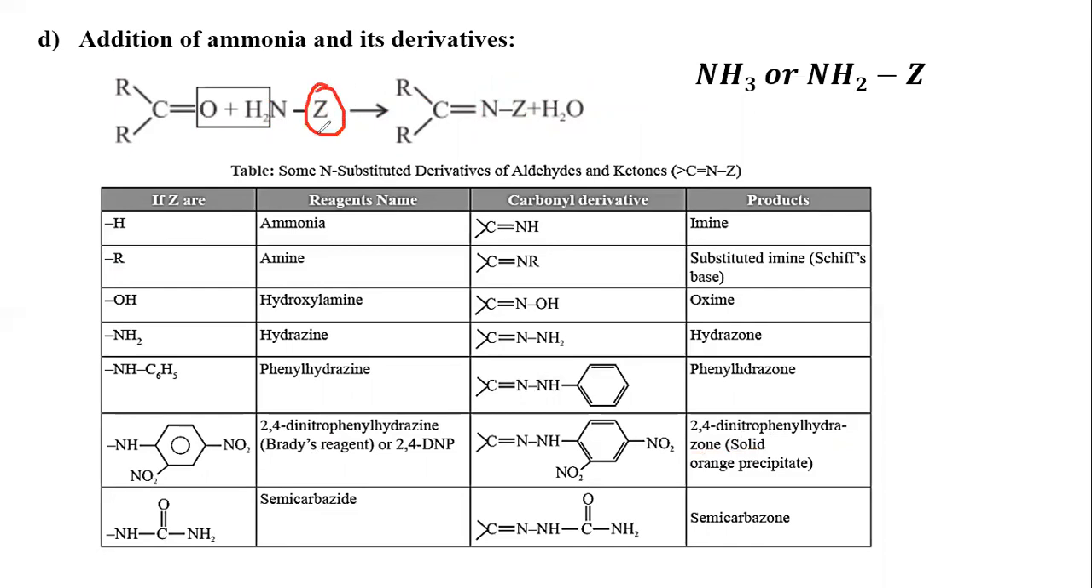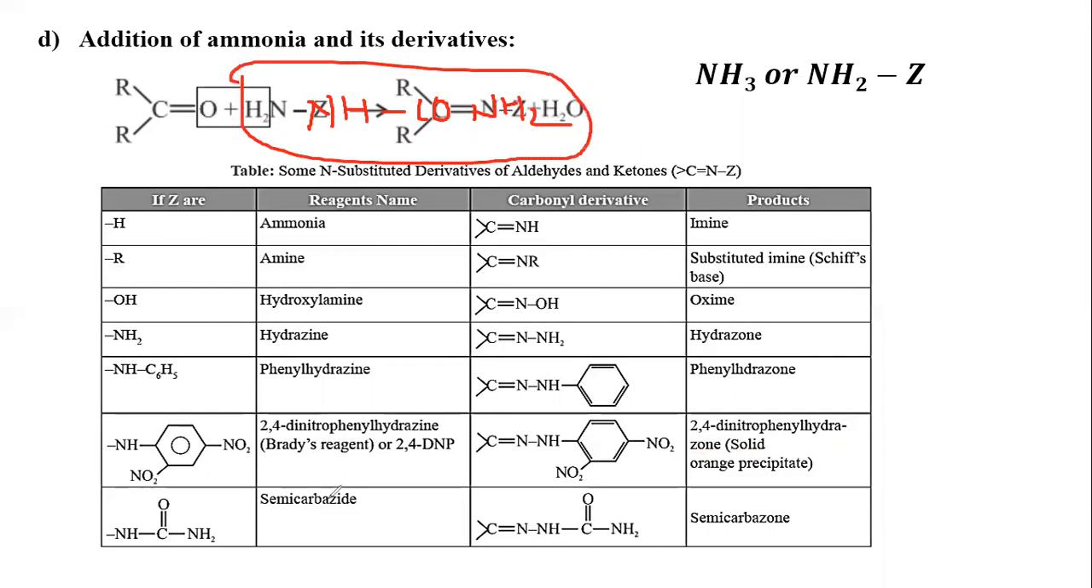Similarly, if Z is NH and CO NH2, the compound will be called semicarbazide. And after removal of water, the product so formed will be called semicarbazone. So these are the derivatives of ammonia which give different products on reaction with aldehydes and ketones.